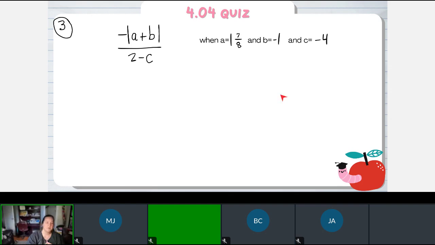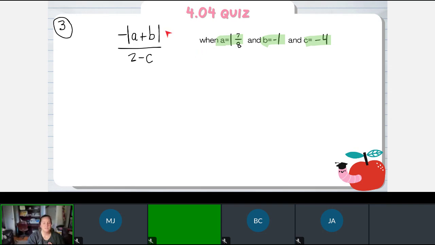All right, let's go to number 3. Number 3 looks crazy, but I promise you it's not a very hard problem. You just plug in your values again. So A equals 1 7/8, B equals -1, C equals -4. So let's just plug those values in.